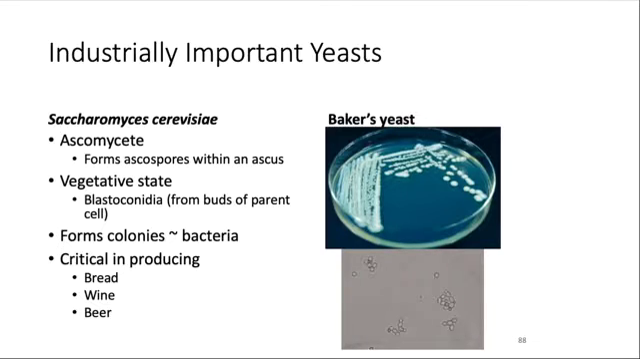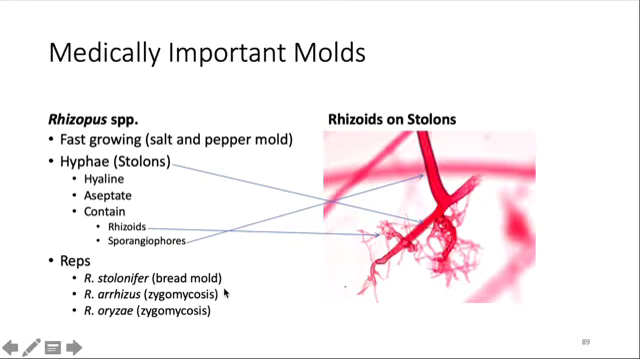If you culture them, they form colonies just like bacteria, and as you can see in the plate there, these have been cultured and incubated, and the colonies that they form are just like bacteria. They appear larger though. Critically, they are used in the wine and the bread and the beer industry.